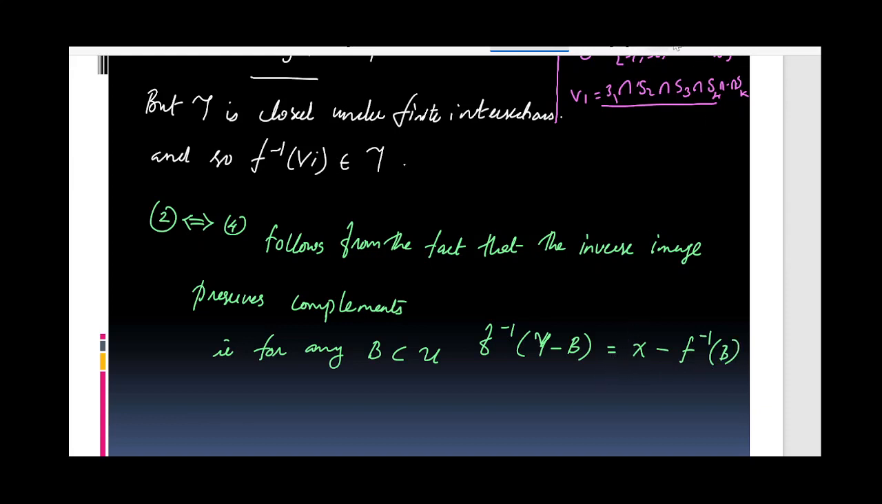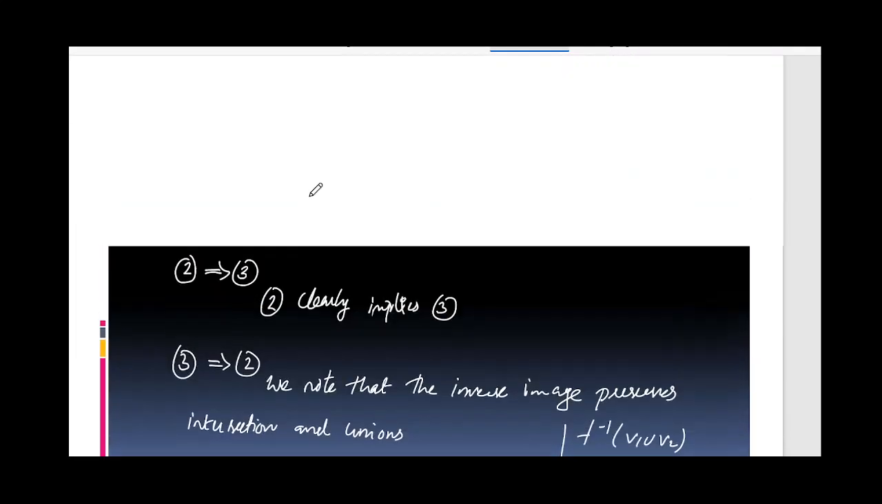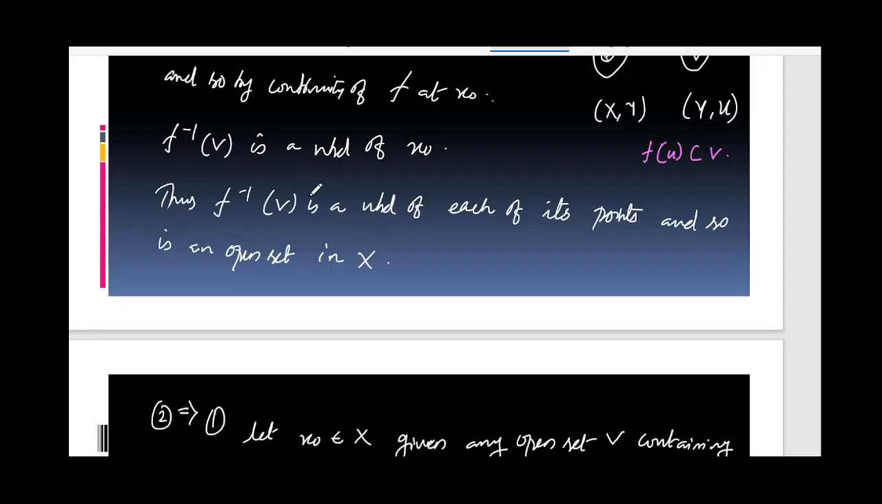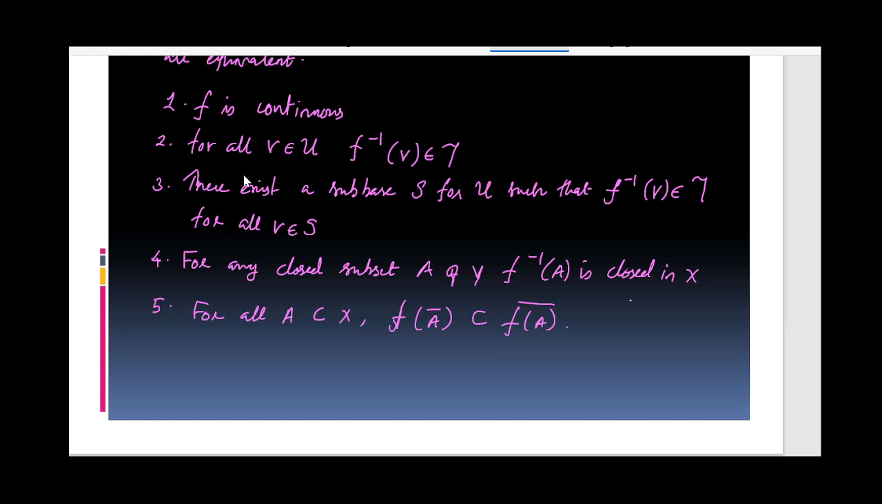Okay, so this is the F inverse of Y minus B is X minus F inverse of B. So this is the meaning of inverse image preserves complements. Now 2 implies 4. Now we can get from this 2 to 4. 2 to 4 we want to go.